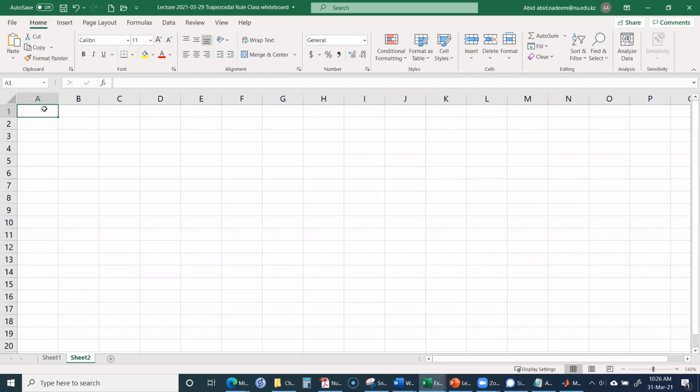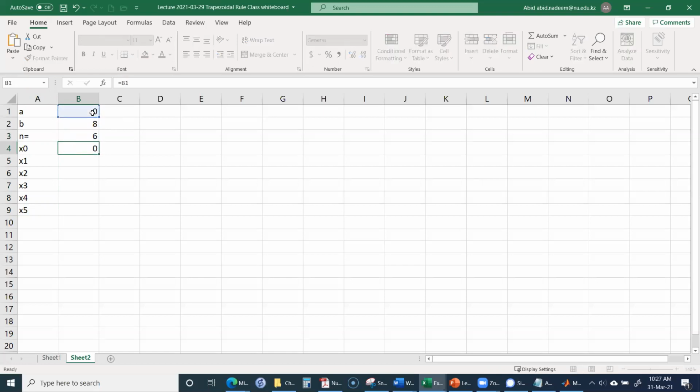we can still start from a, b. If we take n equal to, say, 6, then we will need x0, x1, x2, x3, x4, x5. So we need these 6 points. How will we get these points? x0 is the starting point, because a is equal to 0 and b is equal to 0.8. So x0 is 0.